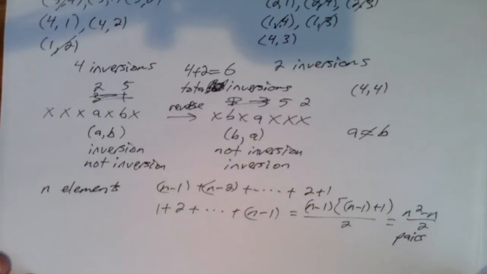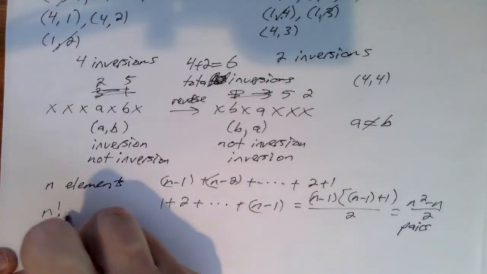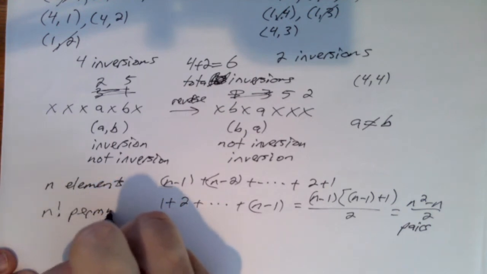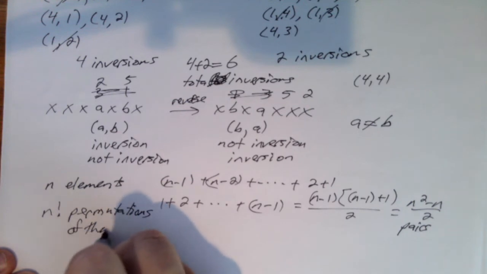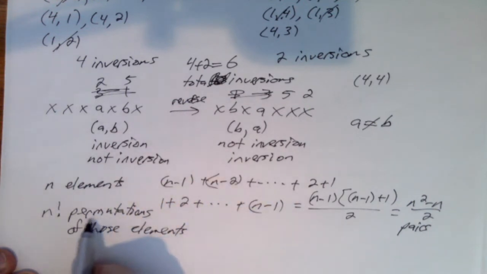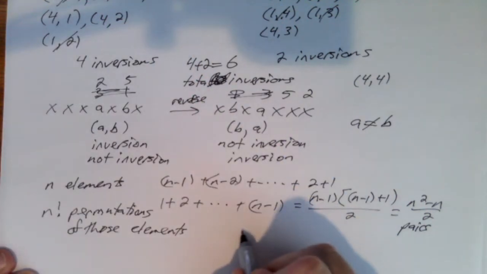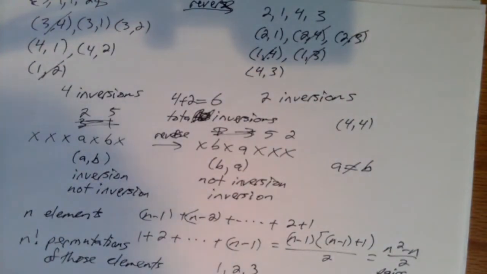Okay? And we also will keep in mind that if we have n elements, there's n factorial permutations of those elements. What that means is arrangements: 1, 2, 3, 3, 2, 1, dot, dot, dot. Okay? So we're going to use that here in a minute. So let's look at an example to pull those pieces together to figure out how to calculate the average.